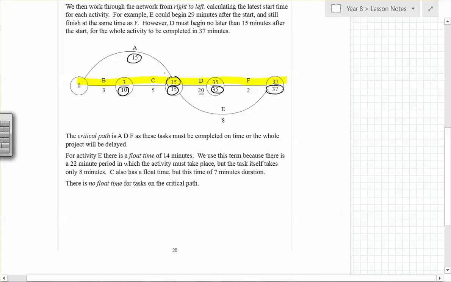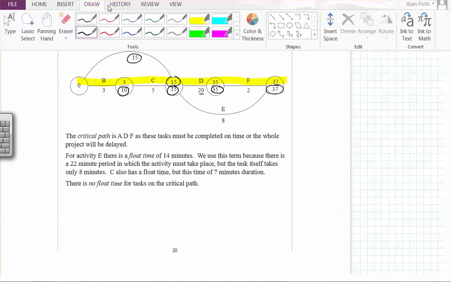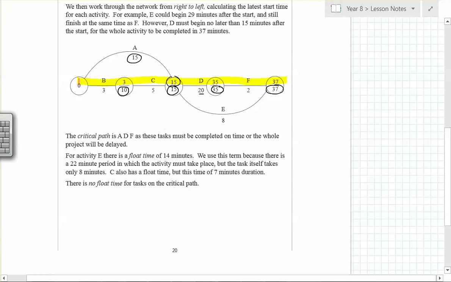Because that is what really decides the time. So we go, A is the longest, gives me that number, then D, then F. Okay, so that is the critical path. That's the one that determines the entire length. You cannot make it any quicker because of those 3 tasks.